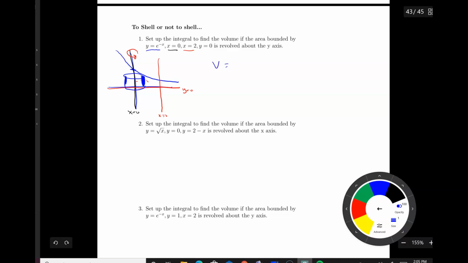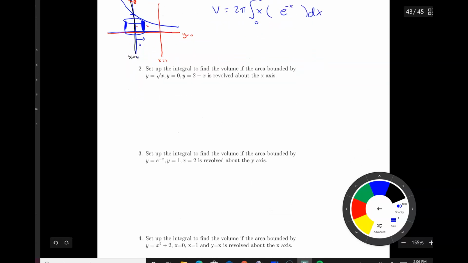So I want to do volume is equal to 2 pi. Radius will be x, so x. And then height of the rectangle will be e to the negative x dx. And I'm going to build rectangles from x equals 0 to x equals 2.